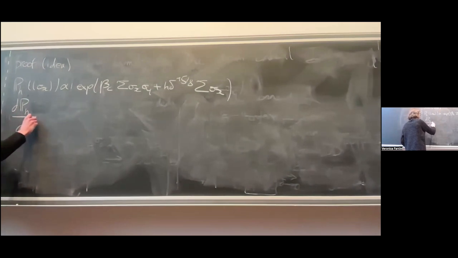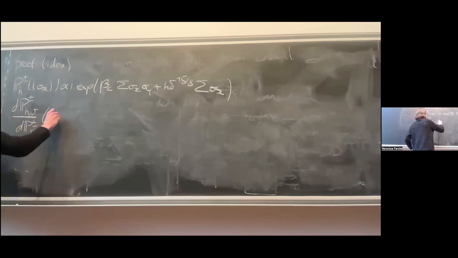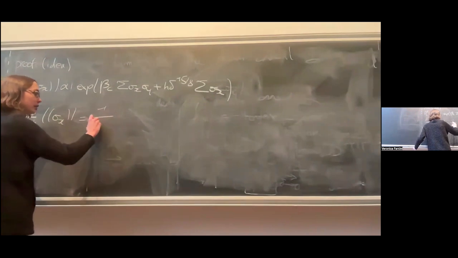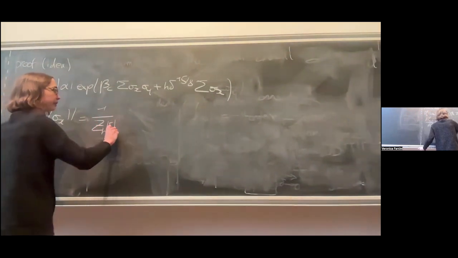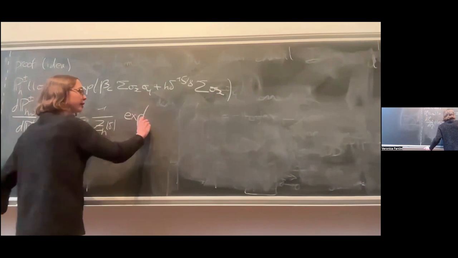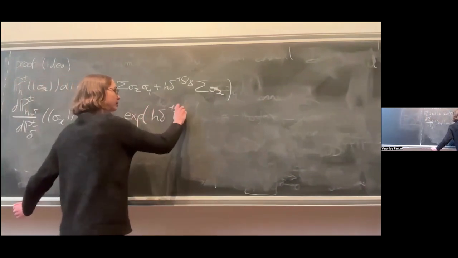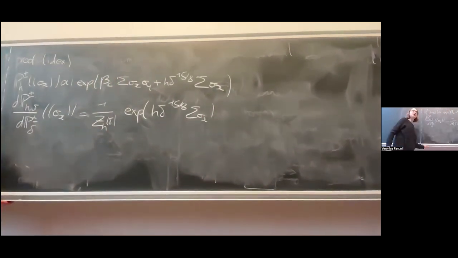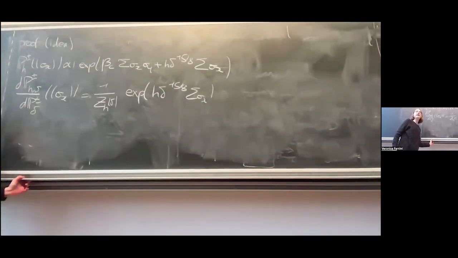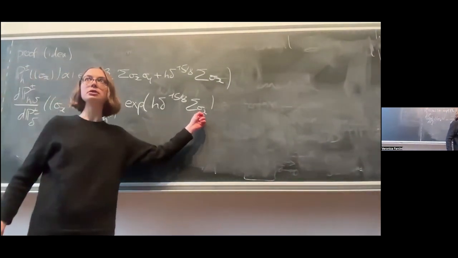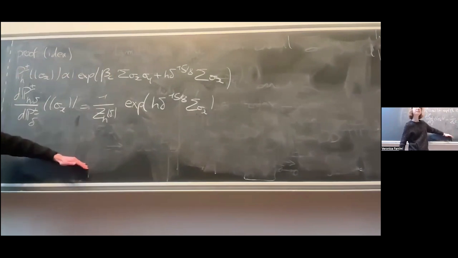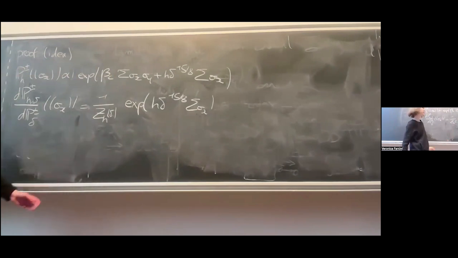And this is just given by the normalization constant, and then the exponential of h delta^{15/8} sigma. But now on your lattice, the interface is measurable with respect to the spin. So this change of measure descends to a change of measure on the interface at the lattice level.